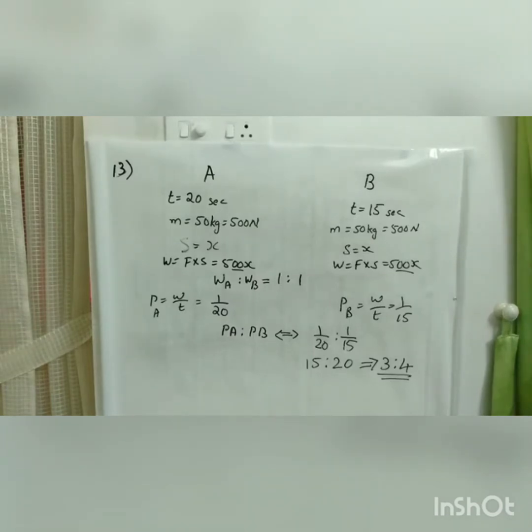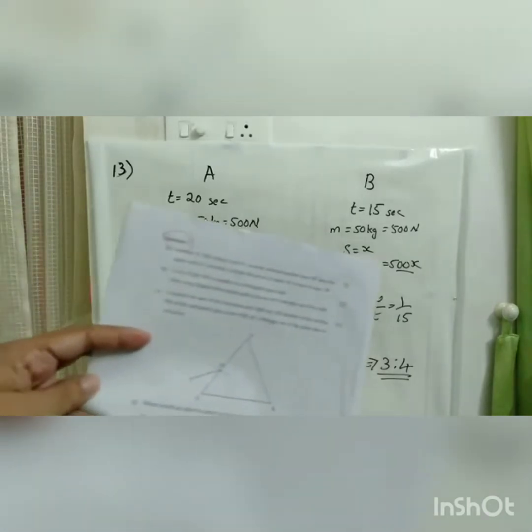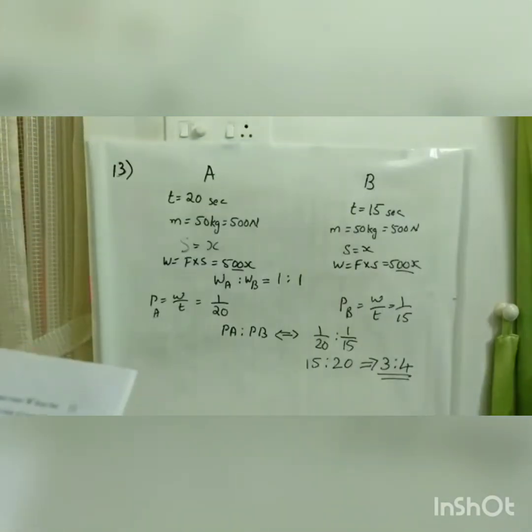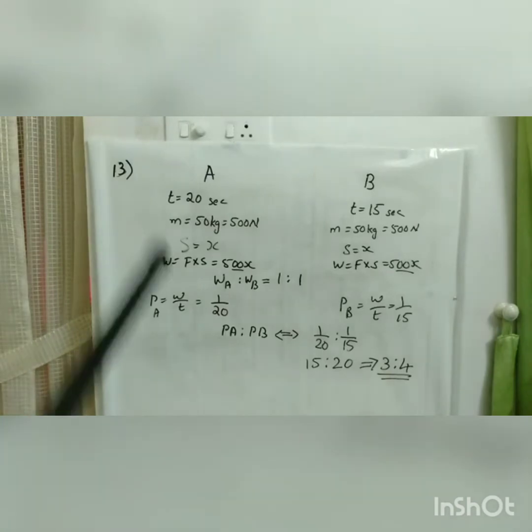Okay, so the same question we have here from this year's board exam. Here you can see question number 2. This is this year's question paper. I will read the question. Crane A lifts a load in 5 seconds, whereas crane B does the same work, so same work means the ratio will be 1:1, in 2 seconds. Compare the power of A and B.